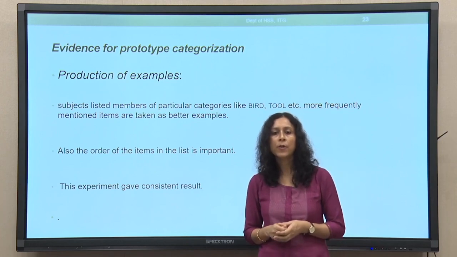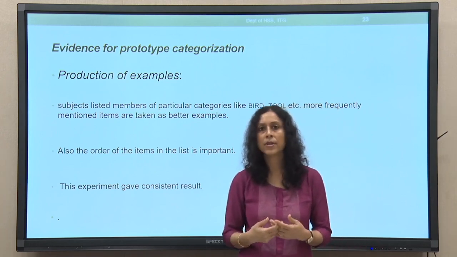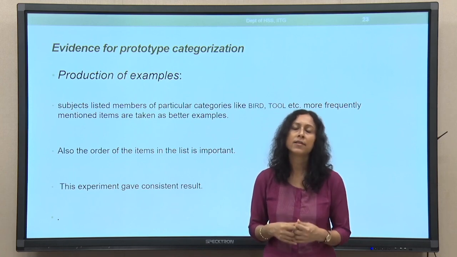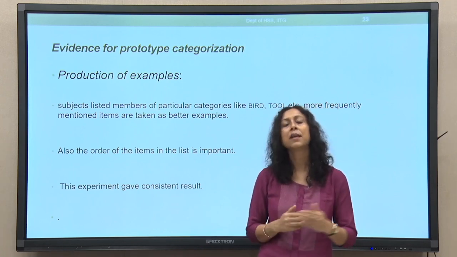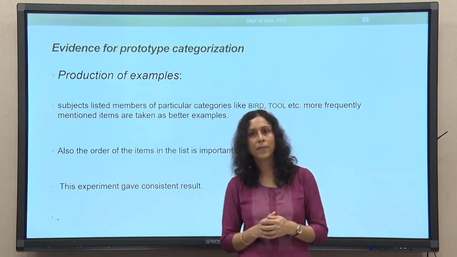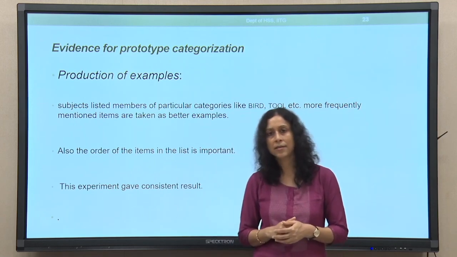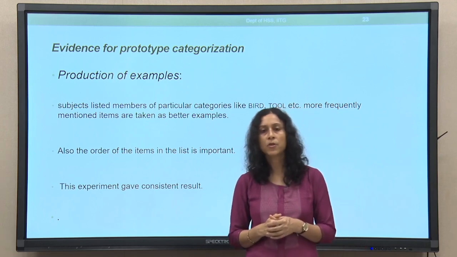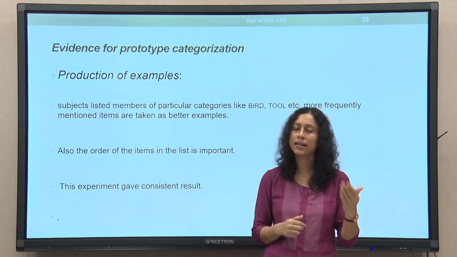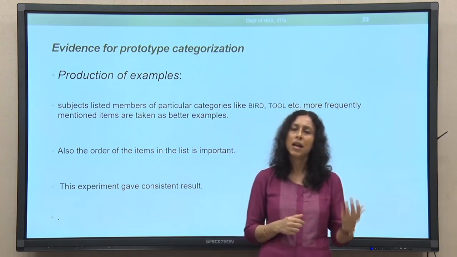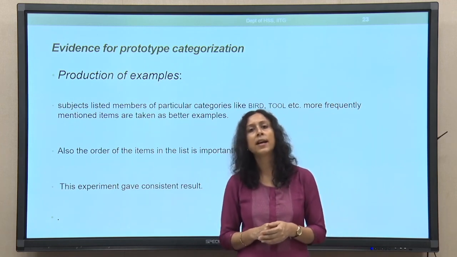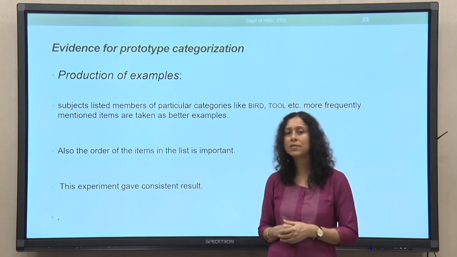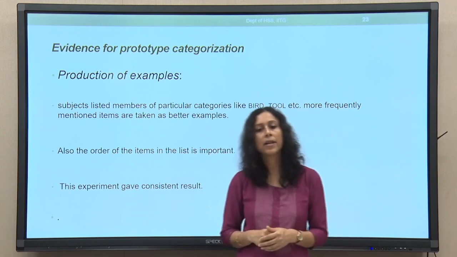Often the frequently named objects of this category are taken as the best examples. What you will see is, more often than not, most people in any given scenario will give certain names in the first 5, and then the 6th, 7th, 8th, 9th, 10th will be certain others. So, there is a consistency in the order of those items in the list. Typically, in the category bird, there will be parrot, robin, sparrow, and so on and so forth. The ones mentioned at the top of the list are considered the better examples of that particular category. Hence, the order is very important.